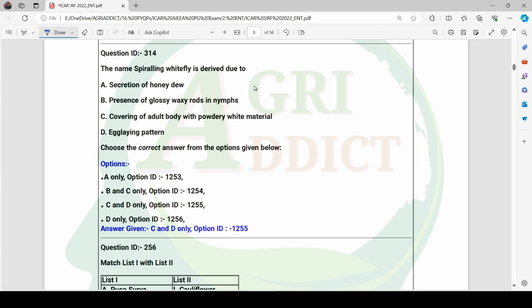The name spiraling whitefly, that is Aleurodicus rugioperculatus, is derived due to. So option A, secretion of honeydew. No, not like that. Presence of glossy, waxy dots in the neem. Not for that reason also. Covering of adult body with powdery white material. Not like that. And egg laying pattern. Mainly the spiraling egg laying pattern is the main reason. For that they get this spiraling whitefly name. So option D, that is D only, is the correct answer.